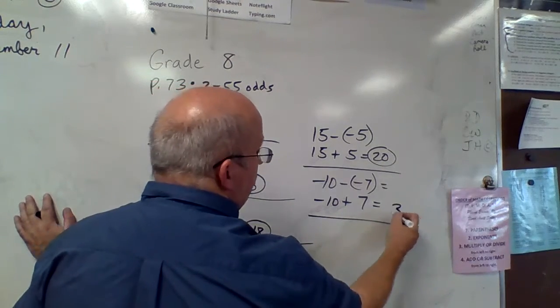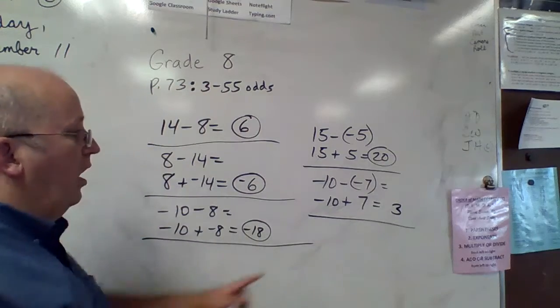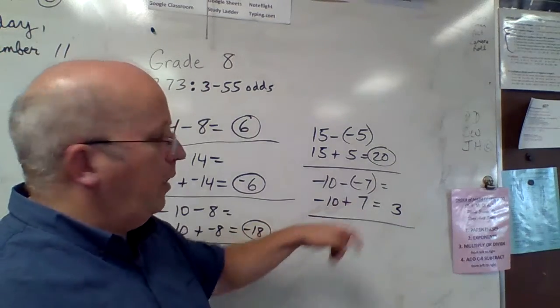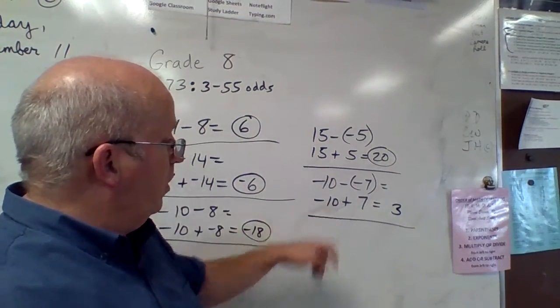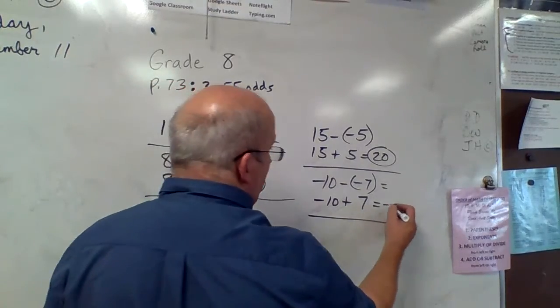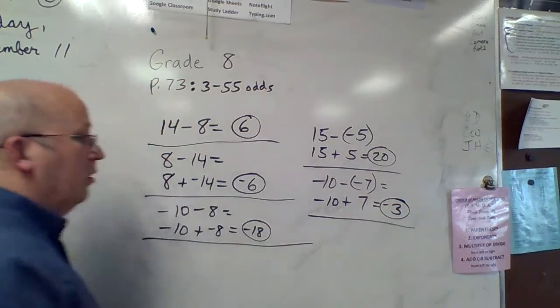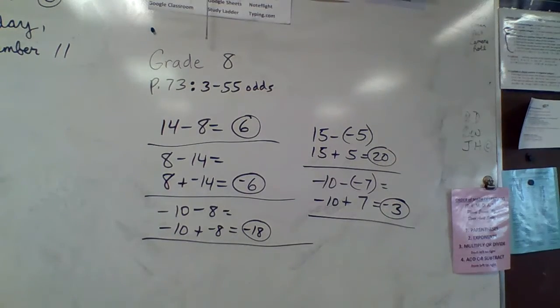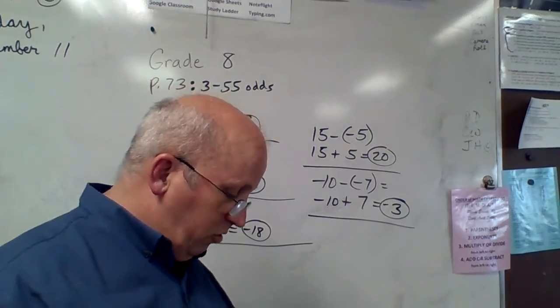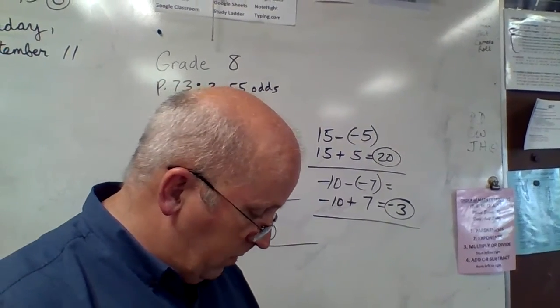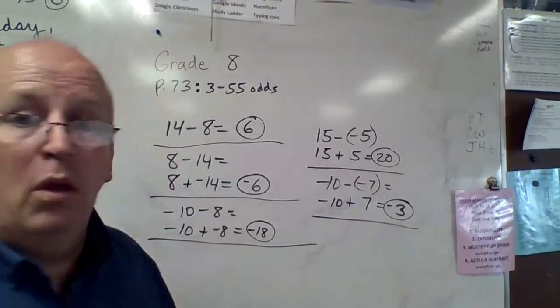We subtract them, we get 3. And now we have to decide, is this going to be a negative or a positive 3? Well, this number has the bigger of the two absolute values, so we share its sign with the answer. All of this should be reviewed for you, right? Should be reviewed for you.